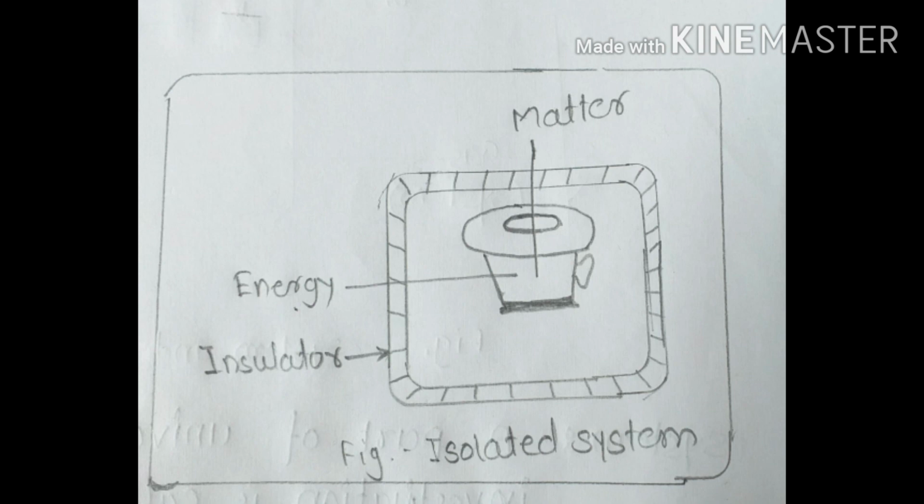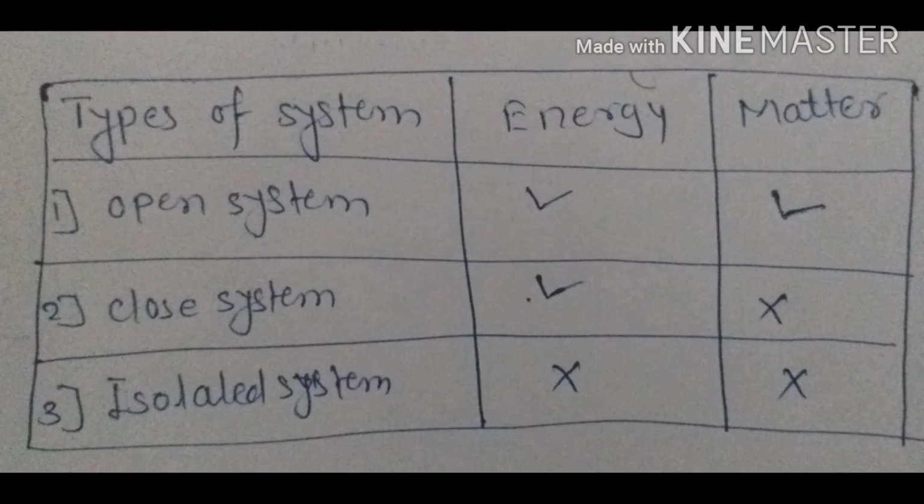Now we have seen one chart: types of system, energy and matter. In the first, the open system, both energy and matter are exchanged. The second one is the closed system, in which energy is exchanged, not matter. And the last one is the isolated system, in which both energy and matter cannot be exchanged with its surroundings.